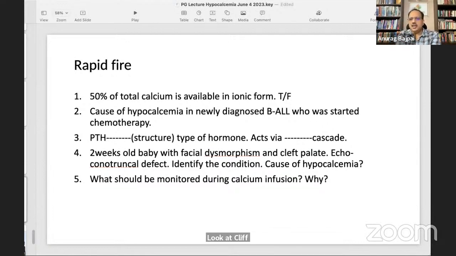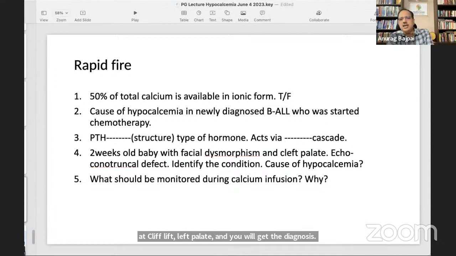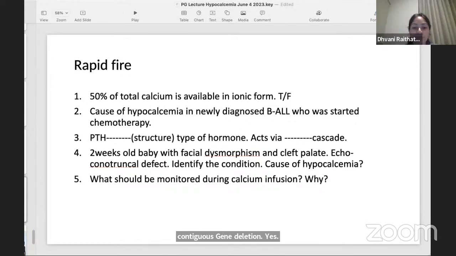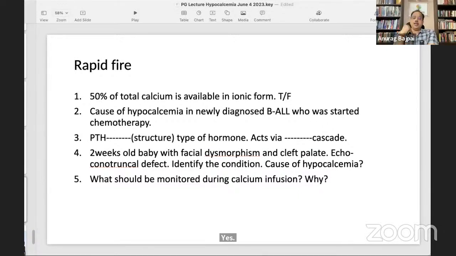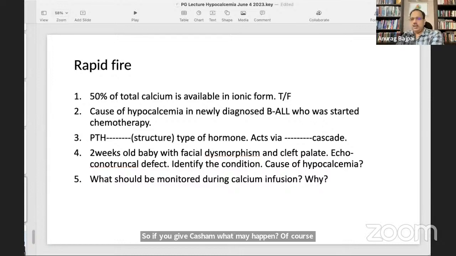Dr. Irshad is right. Dr. Bharani is right. And this is DiGeorge syndrome with hypoparathyroidism. The FISH will give you a diagnosis of the contiguous gene deletion. Yes. And what is the clinical parameter that must be monitored during calcium infusion, and why? Yes. So if you give calcium, what may happen? Of course, ECG or the heart, very important. Dr. Bharani has mentioned that. So you have to have a close monitoring of the ECG as well.